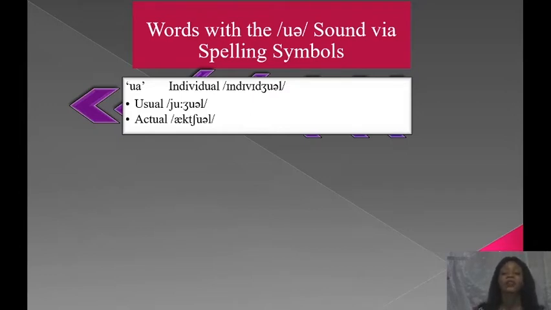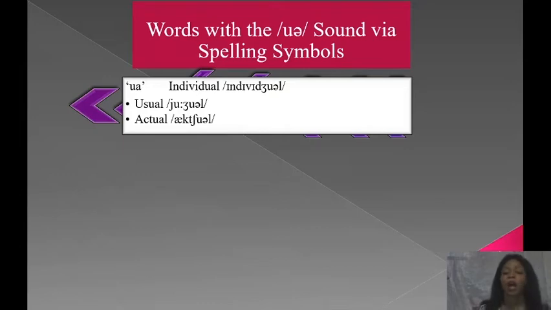We have the word individual. Now, you discover that the UA has that sound. Individual, not individual. Okay, the next word example we would be looking at is usual. Not usual, like we often say. It's usual. And the last word example under the spelling symbol UA is actual. Actual, not actual.